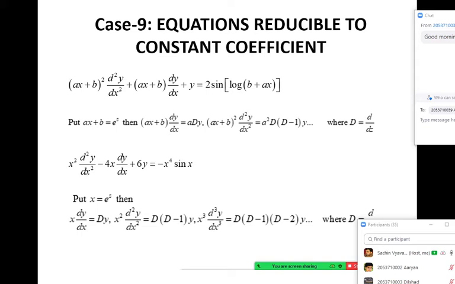So can we move to the numerical then? Yes, sir. Okay, good.